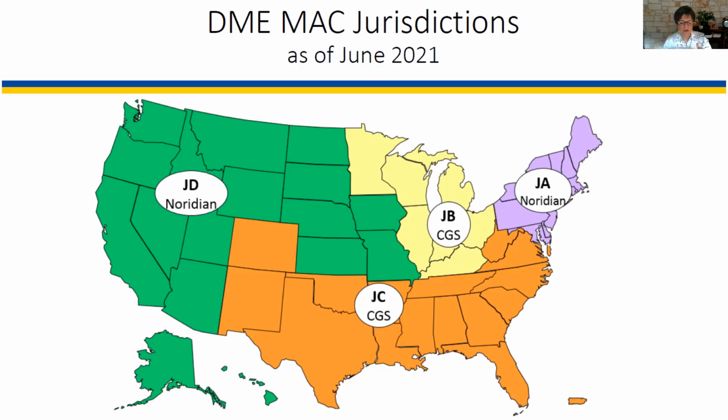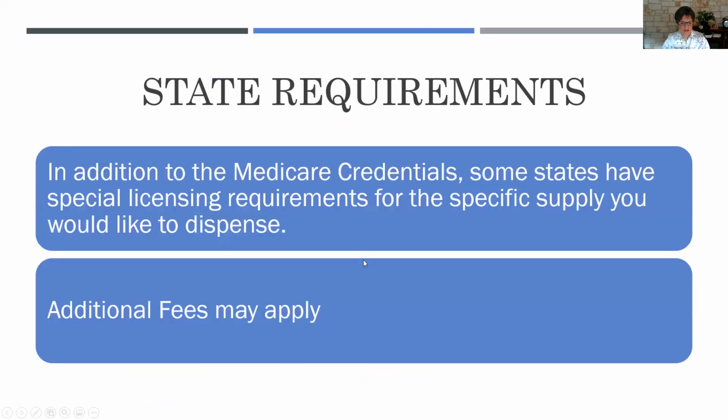Now, this also sometimes poses issues with your snowbirds. So for example, if you have a patient who has permanent residence in New York, but they're snowbirding down in Florida, unless they have some type of residence down in Florida, you'd be billing the supply to the New York jurisdiction. So that's just something that you need to be aware of when you are looking at credentialing and getting your DME PTAN through Medicare, is which jurisdiction or jurisdictions would you need to be enrolled under.